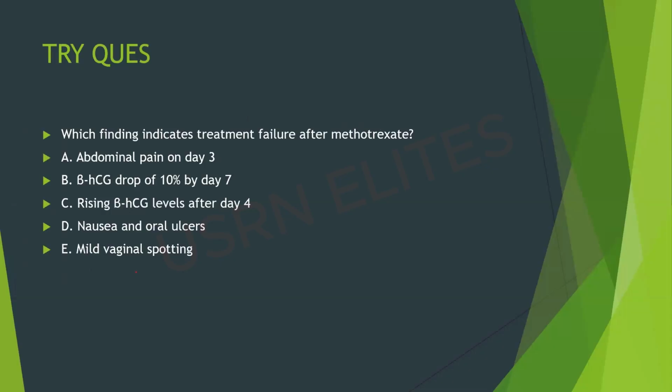All right. Which finding indicates treatment failure after methotrexate? A, abdominal pain on day 3. B, the hCG drop of 10% by day 7. C, rising beta hCG levels after day 4. D, nausea and oral ulcers. E, mild vaginal spotting. C. Yes. All right, this one is obvious. Do you understand, please? Yes, please. Okay.